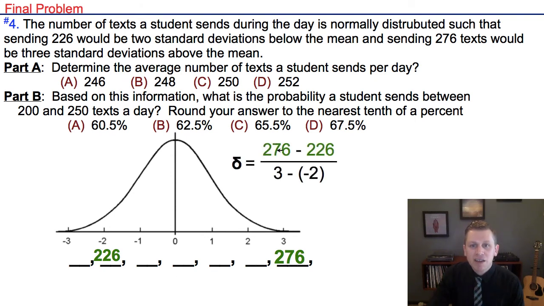Simply take the upper value of 276 and subtract the lower value to see how much they've increased, and do 3 minus -2, taking those position numbers to see how many spaces you've increased. Doing this, I see that a standard deviation is 10, and I can use that to find other values. Simply add 10 to 226 and get 236. Adding 10 again will give us the mean, which in this case is 246, and I can check that this is correct by continuing to add 10 and making sure I get to 276. If I do that, I will get to 276: I'll get 256, and 266.